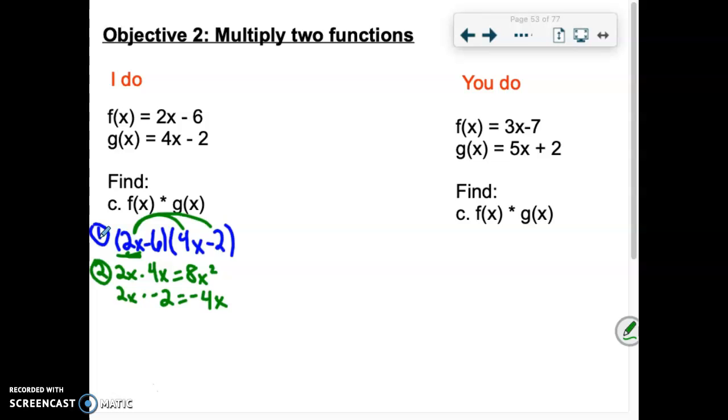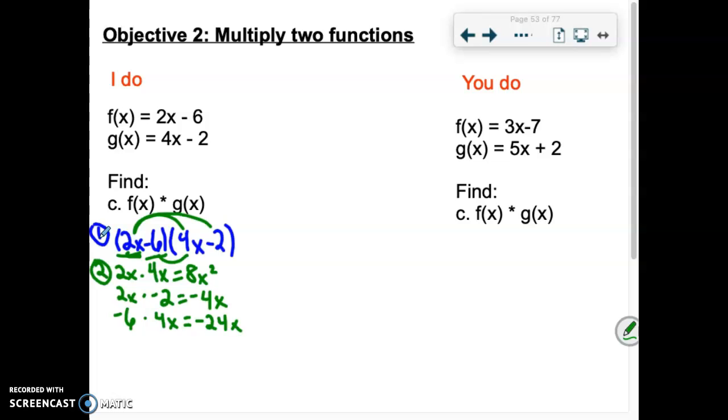Now we have to do the same thing with the second term of the first binomial. So I'm going to take negative 6 and go back to the first term of g of x, which is 4x. So I can show that math. This is why it's helpful to show your work so you can identify mistakes that are sometimes inevitable. So negative 6 times the first term of the second binomial again, which is 4x. And that equals negative 24x.